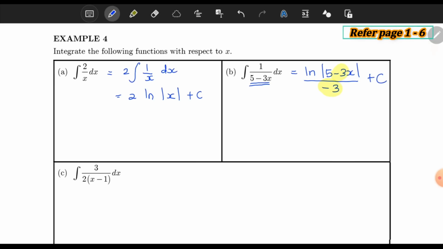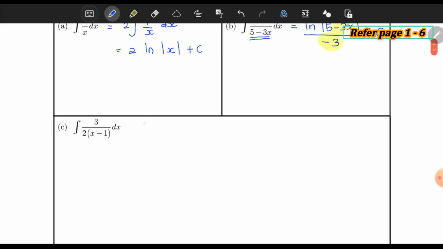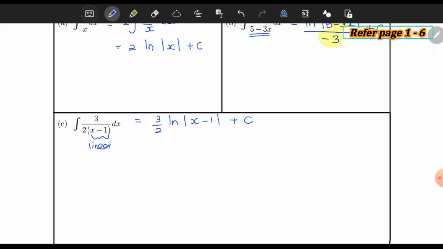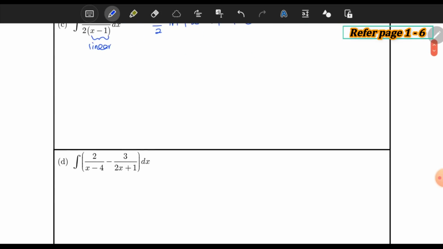Okay, next one. Integrate 3 over 2x minus 1. This is a linear function. So the answer will be 3 ln of 2x minus 1, divided by the derivative. Differentiate the function, we will get 2. Okay, so plus c.